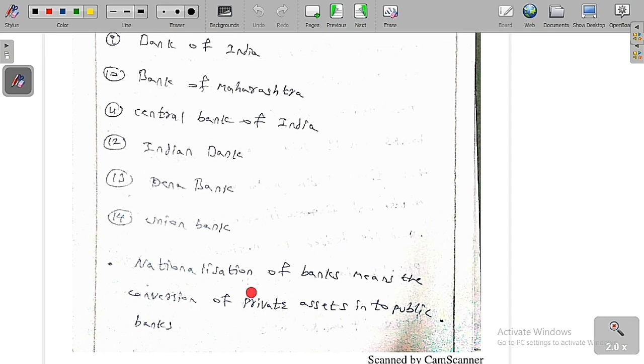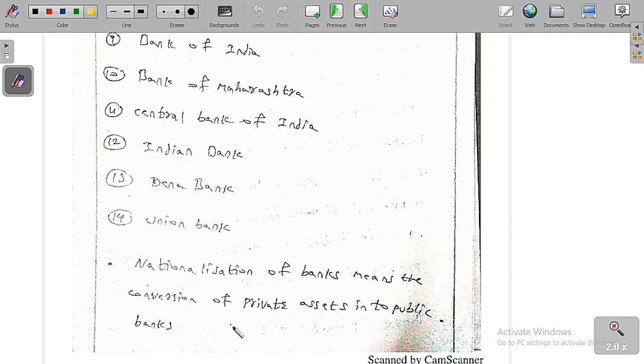So nationalization of banks means the conversion of private assets to public banks. So all the private banks have been converted to public banks in that year by Indira Gandhi, which are total 14 banks. I have already told all the bank names also.